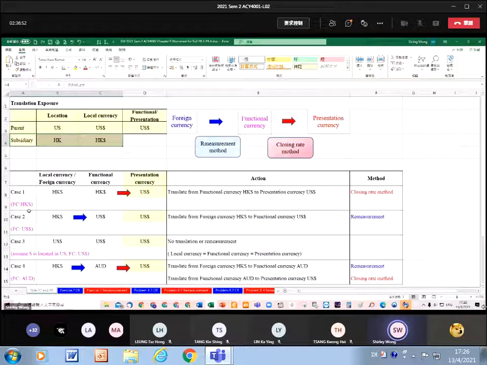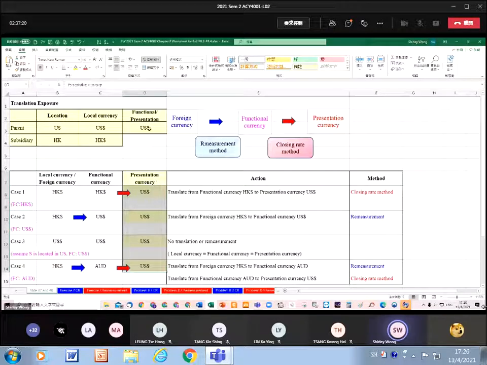Okay, so for case 1, assume that Hong Kong company chooses Hong Kong dollar as functional currency. FC means functional currency. Assume that they choose Hong Kong dollar as functional currency. Therefore, local currency is Hong Kong dollar. Foreign currency is Hong Kong dollar, the local currency. And then functional currency is Hong Kong dollar. In this case, they have no choice in presentation currency.